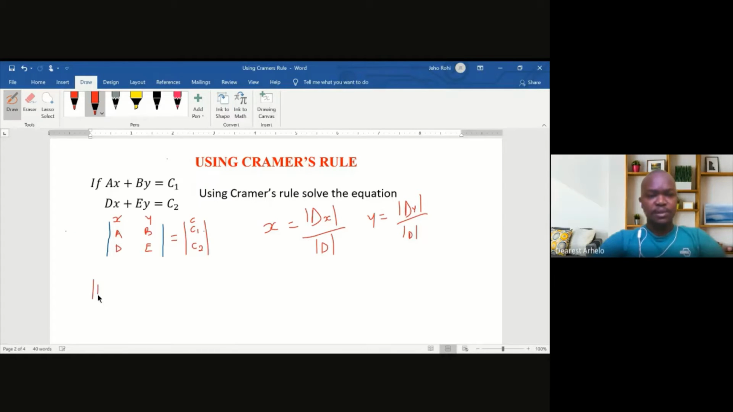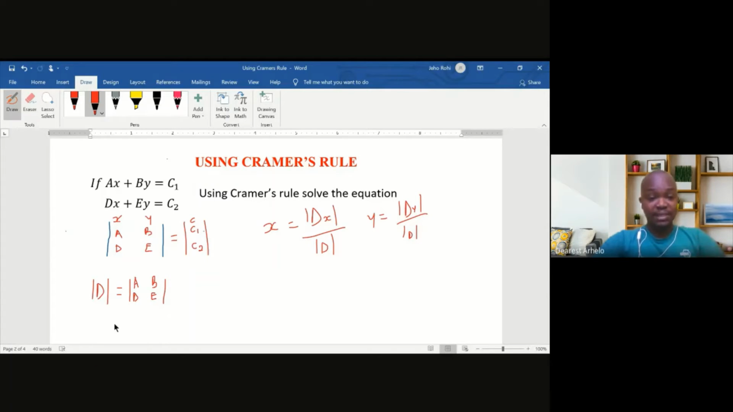To get our determinant of d, step one, we draw our determinant symbol. Now the elements that go into this determinant of d must be x and y. So to get the columns in d, we ignore the constants. So what should be here? The x column and the y column. So I have a, d, and b, and e. So this gives me the determinant of d.